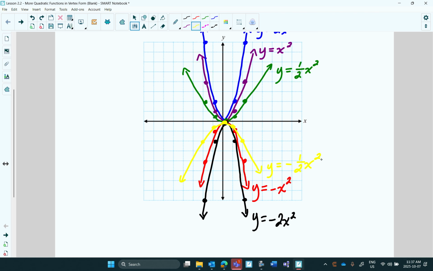So what happens when there's a number in front of the x squared? It makes it narrower or wider. What happens if there's a negative in front of the x squared? It flips it upside down. Okay? And that was, if you remember the formula I gave you yesterday for the vertex form, that's represented by A, the letter A.